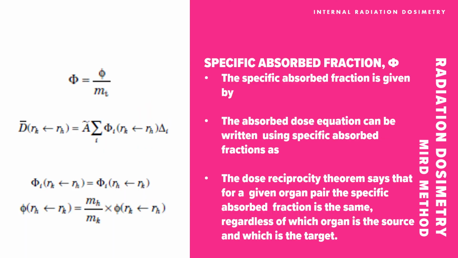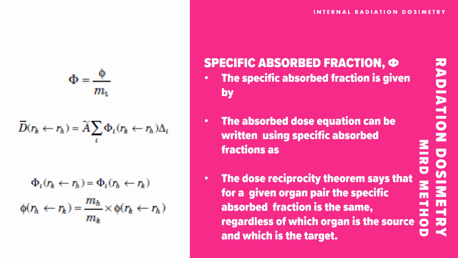Okay, if you want to measure the specific absorbed fraction, you just take the absorbed fraction divided by the total mass of the target organ, something like this. That means you can have the average specific absorbed dose from the total accumulated activity times the specific absorbed fraction times the equilibrium dose constant, delta here. So it gives you the average specific absorbed dose.